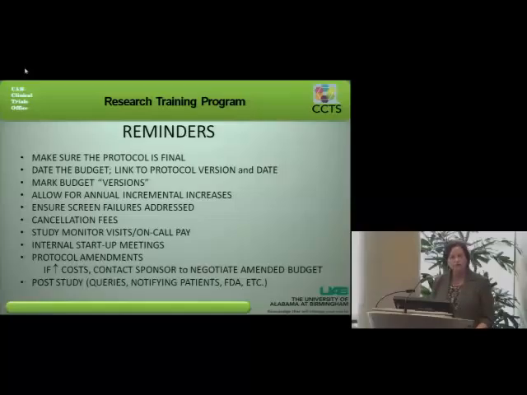Make sure that screen failures are addressed. Various sponsors will have different ways to handle this. Some may give you X number of dollars per screen failure, blanket coverage. Others will give you X number of dollars for a screen failure, and they'll allow one screen failure for 2 or 3 patients enrolled. You just need to know what your criteria are.